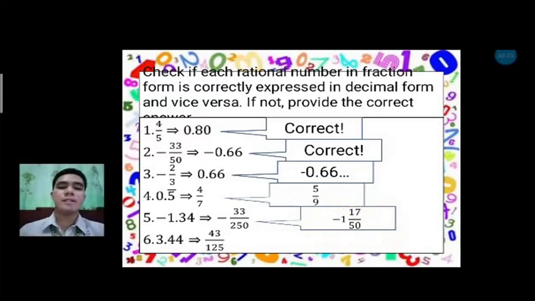Number 6, we have 3 and 11 over 25. Same goes with number 5. The denominator is 125, whereas the place value of the given decimal number is hundredths only. Therefore, it should be 100. So 44 over 100, divisible by 4, is 11 over 25, or with the whole number 3, 3 and 11 over 25.